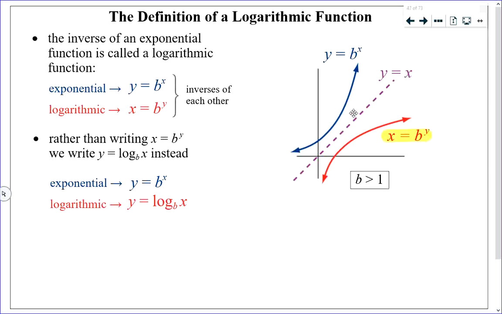And it's the same with this label on this red graph. We probably wouldn't write x equals b to the y. We would write y equals log base b of x.